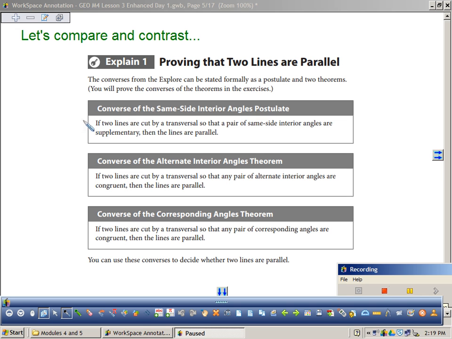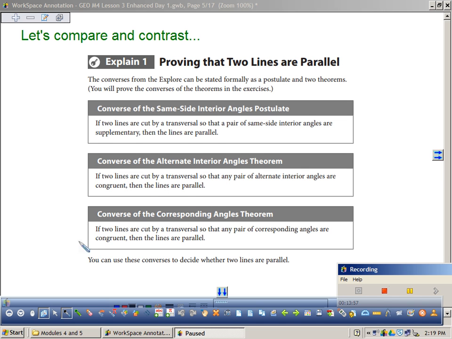So here are the formal things. If two lines are cut by a transversal so that a pair of same side interior angles are supplementary, then the lines are parallel. All right, let's say that again. If two lines are cut by a transversal so that a pair of same side interior angles are supplementary, then the lines are parallel. If two lines are cut by a transversal so that any pair of alternate interior angles are congruent, then the lines are parallel.